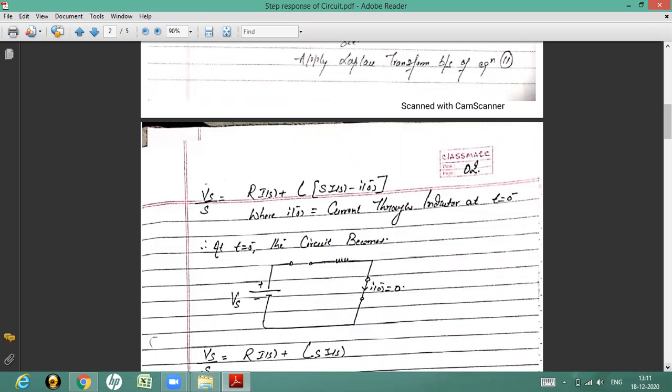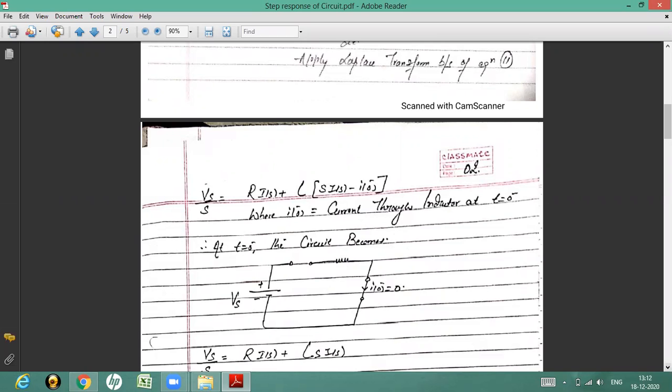So when you replace the inductor by a short circuit, you have to calculate the current through the short circuit. So here the current will be equal to 0. The reason being we have an open circuit, and in case of an open circuit there is no current flow. So that is why your I naught will be equal to 0.